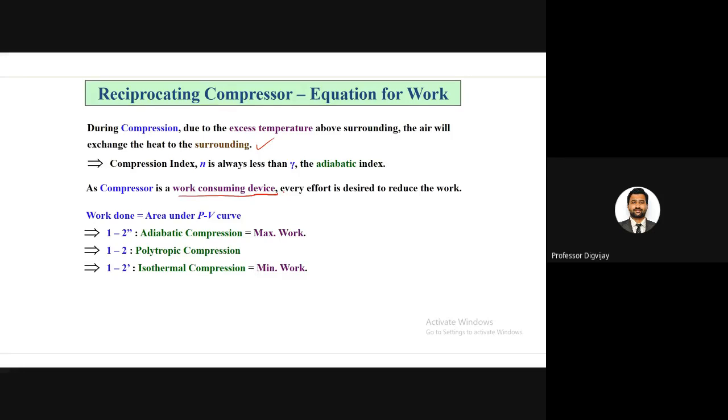So compressor is a work consuming device. It requires some external power. Every effort is designed to reduce the work. Means all the engineers will make efforts to reduce the work. That means that inlet power should be less and the outlet work should be more. So work done is the area under the PV curve.